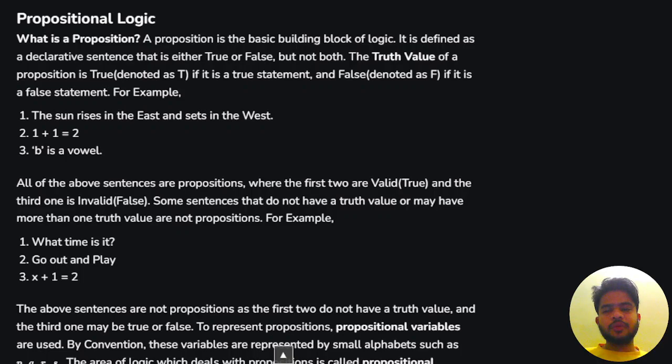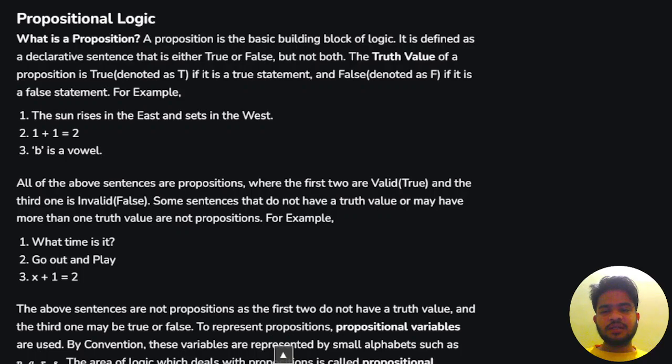Let us understand propositional logic. A proposition is the basic building block of logic. It is defined as a declarative sentence that is either true or false, but not both. The truth value of a proposition is true if it is a true statement and false if it is a false statement.